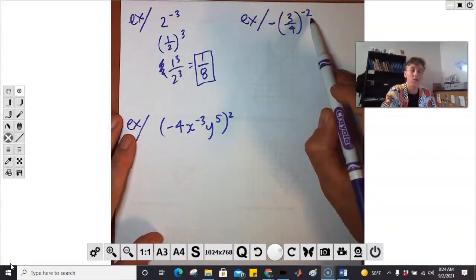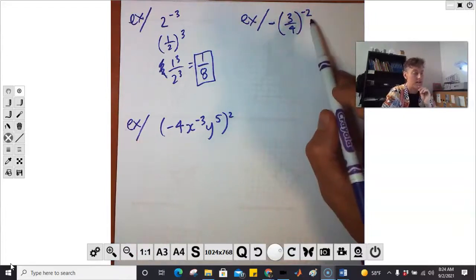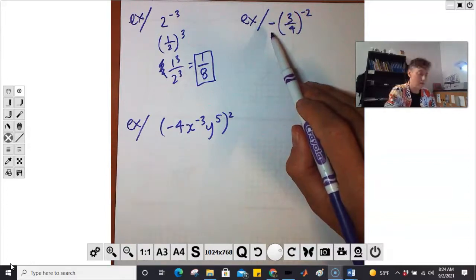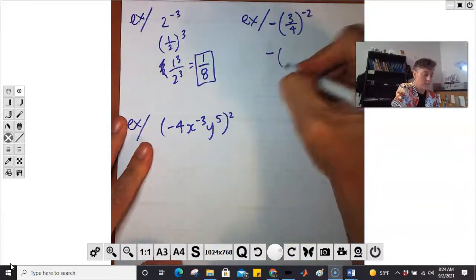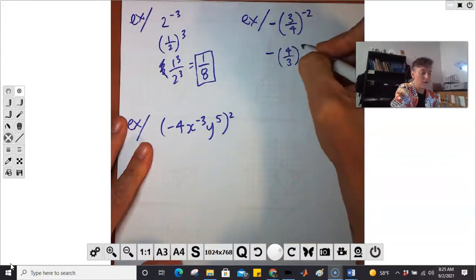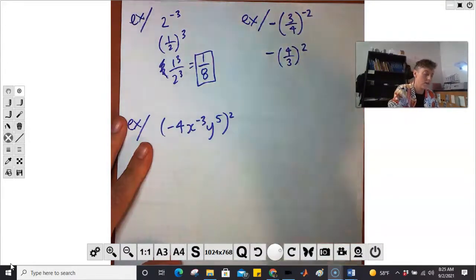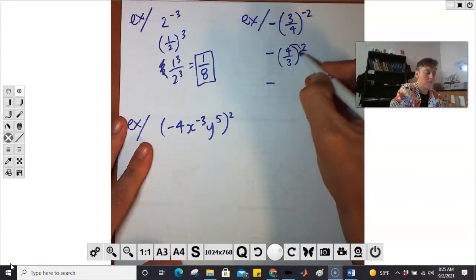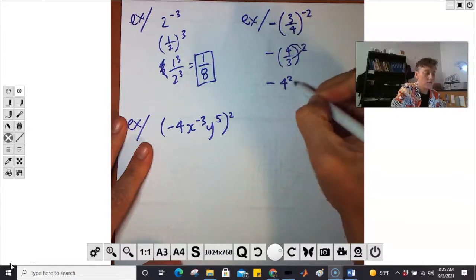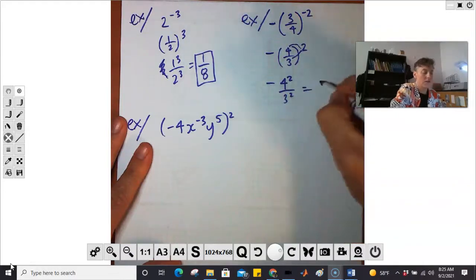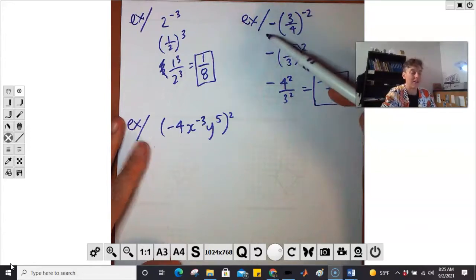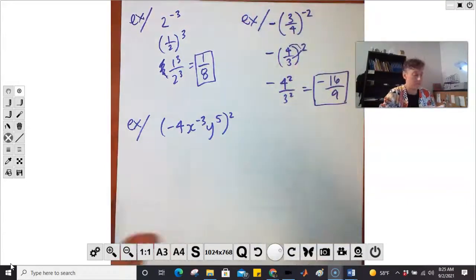Next one, negative 3 over 4 to the negative 2. Again, this is going to be equal to the reciprocal to the positive exponent. I don't do anything with that negative. That negative is going to stay right there. So negative 4 over 3 to the positive exponent 2. So then I've got negative, and I can distribute this exponent to both parties. Negative 4 squared over 3 squared is going to equal negative 16 over 9. Again, my reciprocalness does not impact that negative out in the front whatsoever.